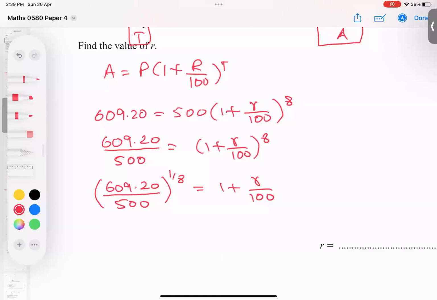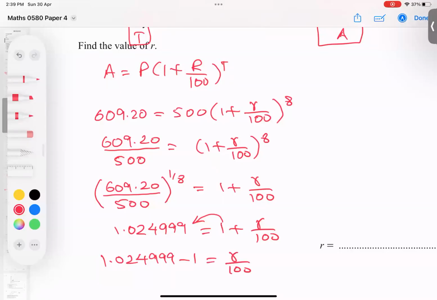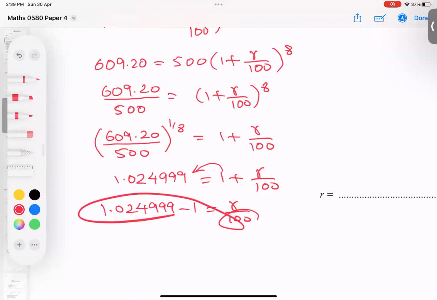So, 609.20 divided by 500, and the power is 1 by 8. I'm getting 1.024999 or 99, no problem, equal to 1 plus R by 100. Now this 1 will go and subtract. If I subtract, it will look like this. I'll do two jobs together: subtract and multiply by 100 together.